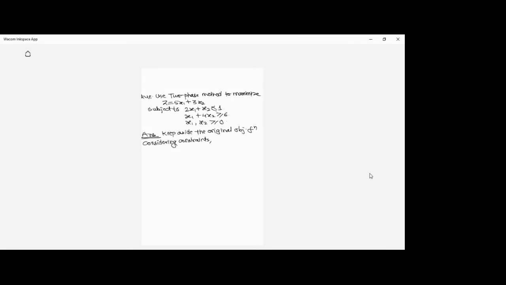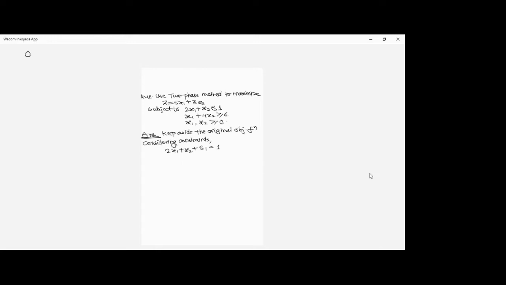So we have to remove this inequality sign. So what we'll have to do? 2x1 + x2. Now this is less than or equal to, so we will have to consider only a slack variable, and the slack variable will be positive. So plus s1 is equal to 1.